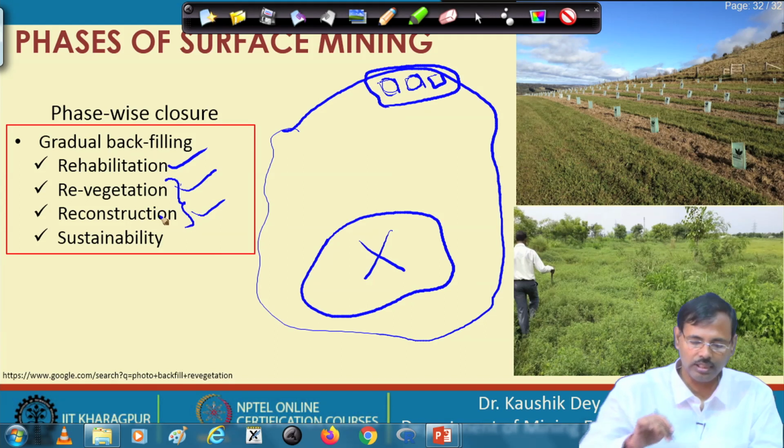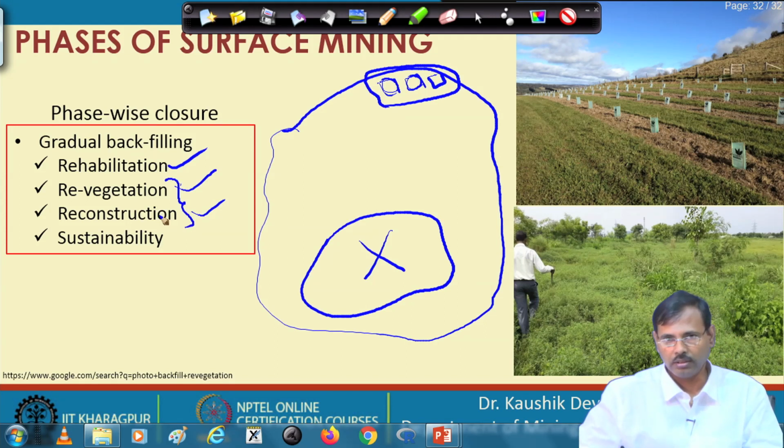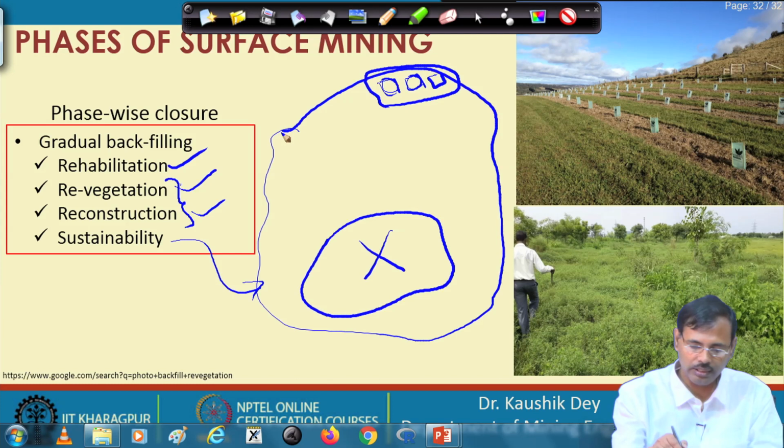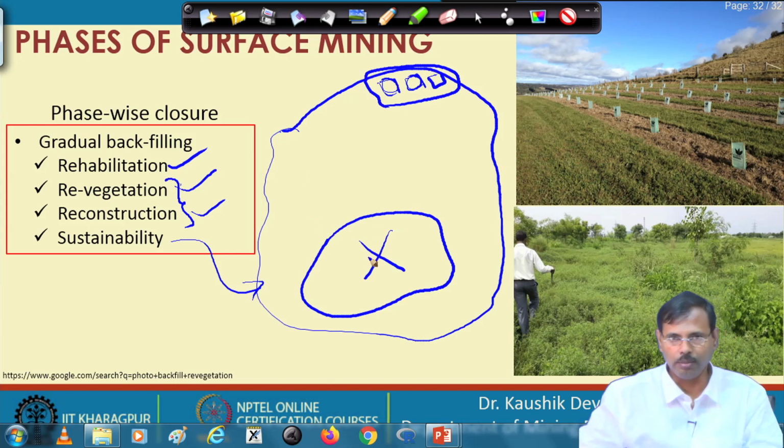All these are required to be carried out at this place, and finally, the requirement is the sustainability of the same. That means we have to develop an ecosystem in this area so that it can be self-sustained, will not create any environmental hazard, will not create any safety hazard, and will be fruitful to the society.